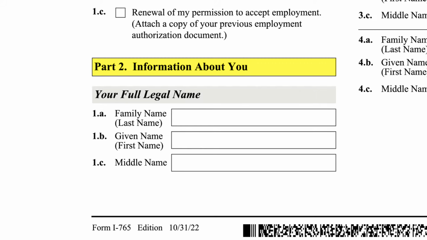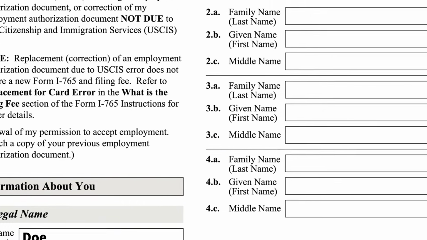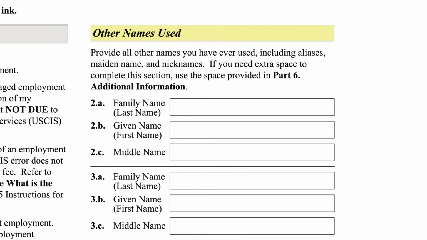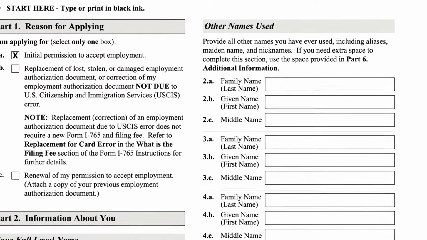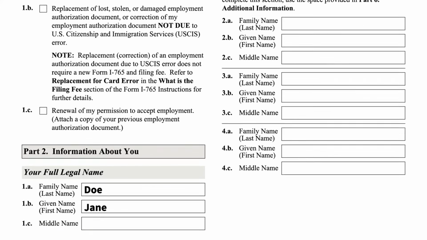In Part 2, Information About You, enter your full legal name. Provide your last name in 1A, your first name in 1B, and finally, your middle name, if you have one, in 1C. You cannot leave the last name field blank. If you don't have a last name, enter your first name in that field. In this part of the form, you should enter any other names that you have ever used, such as a maiden name, nickname, or alias. This is especially important if your name is different on other official documents, support documents, or prior applications.